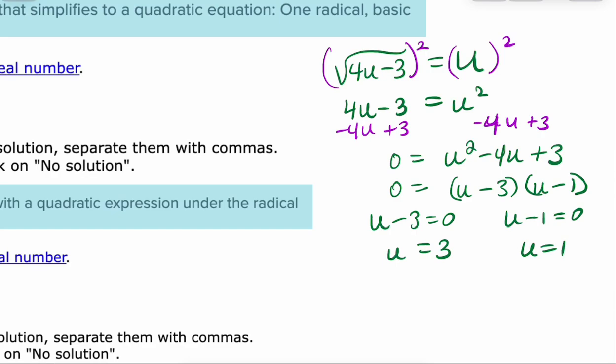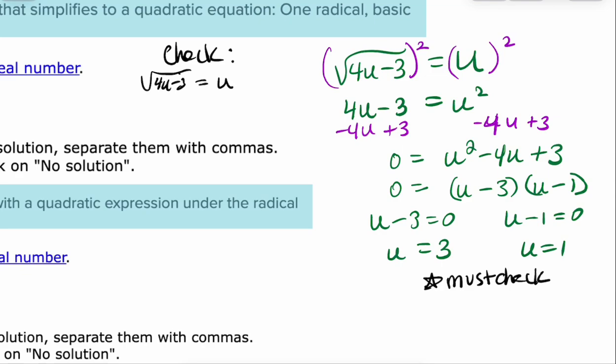We're not done. You must check. You might get something called an erroneous solution. Now, erroneous solution means that the math you did is perfectly legit. Everything about it was wonderful and great. But when you went to plug it back into the original, it didn't work. So remember what our original is for a minute. Our original was the square root of 4u minus 3 equals u. Okay, so that's where we're going to check it.